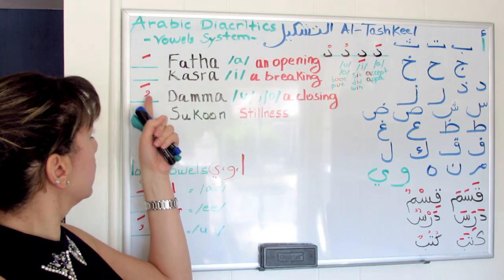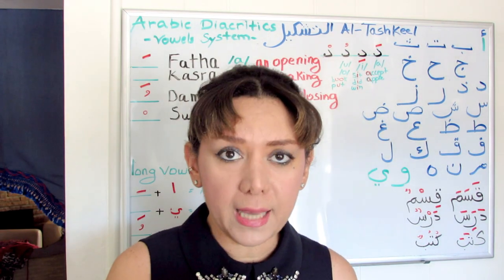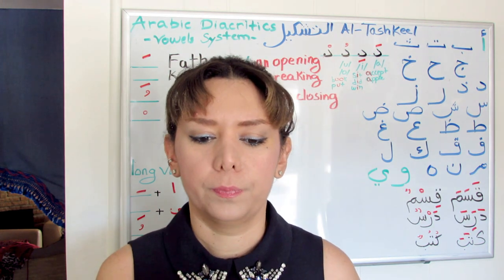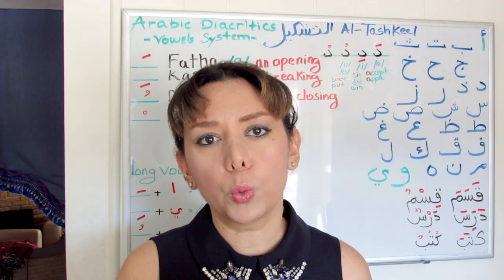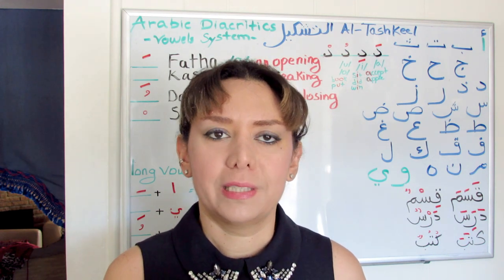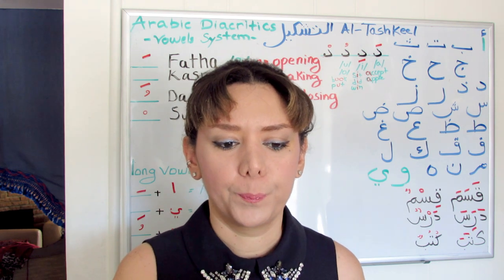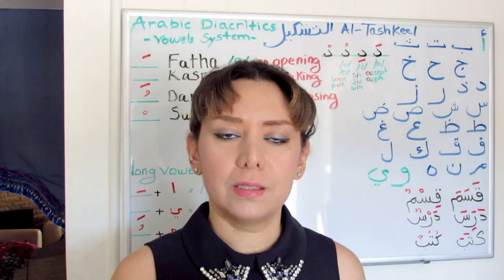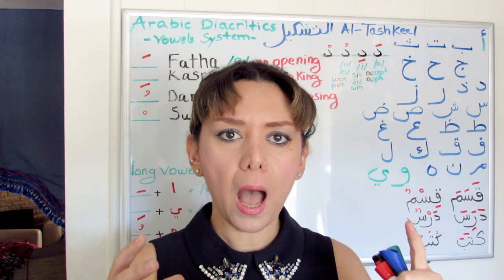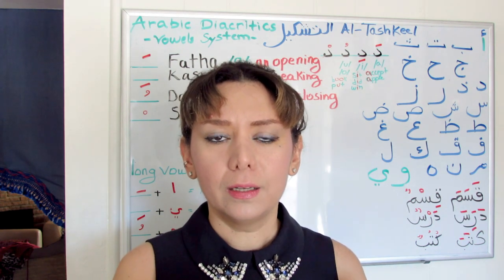The second one, kasra, is similar to fatha, but it's placed under the letter, and it refers to the short sound of i in English, like sit, fit, did, bit. The meaning of kasra is breaking. So you break the sound: ba, bi, ti, di, ri.